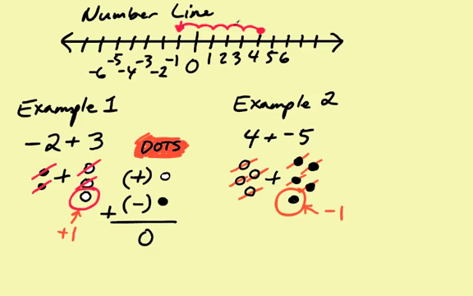So I start with 4 and then I move 5 steps to the left because this negative sign is telling me to go in the negative direction. Whereas this 3 was telling me to go in the positive direction. This -5 is telling me to go in the left direction. Okay? That's only when we add.